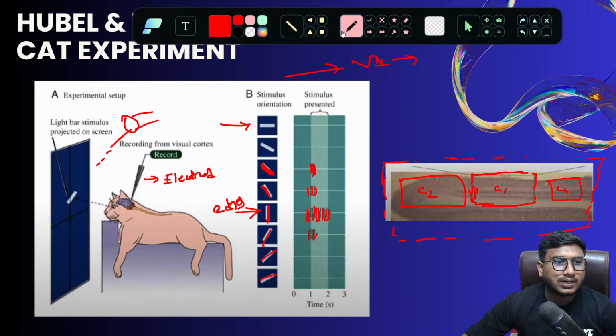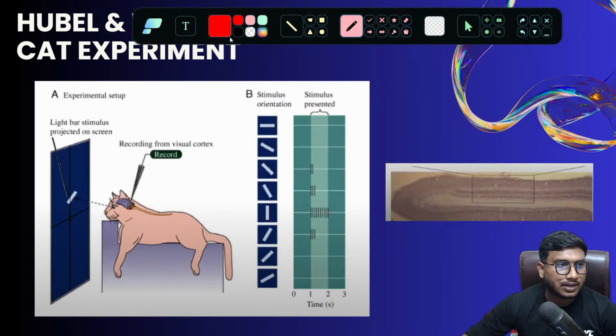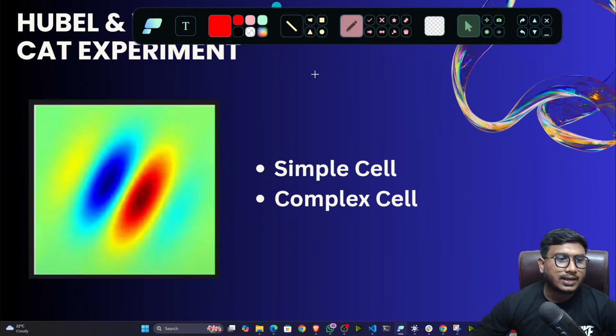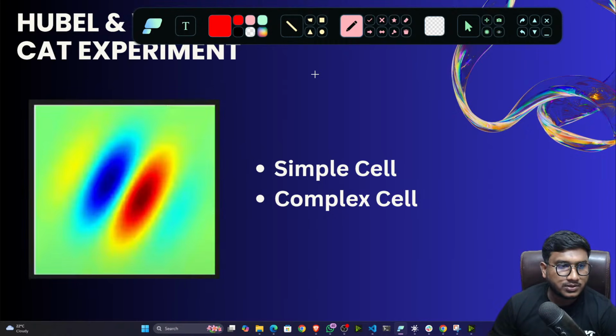Now let's try to understand what outcome they got. I'll go to the next slide. As an outcome, they got two kinds of cells from the brain. One is the simple cell, and another one is, let me show you.